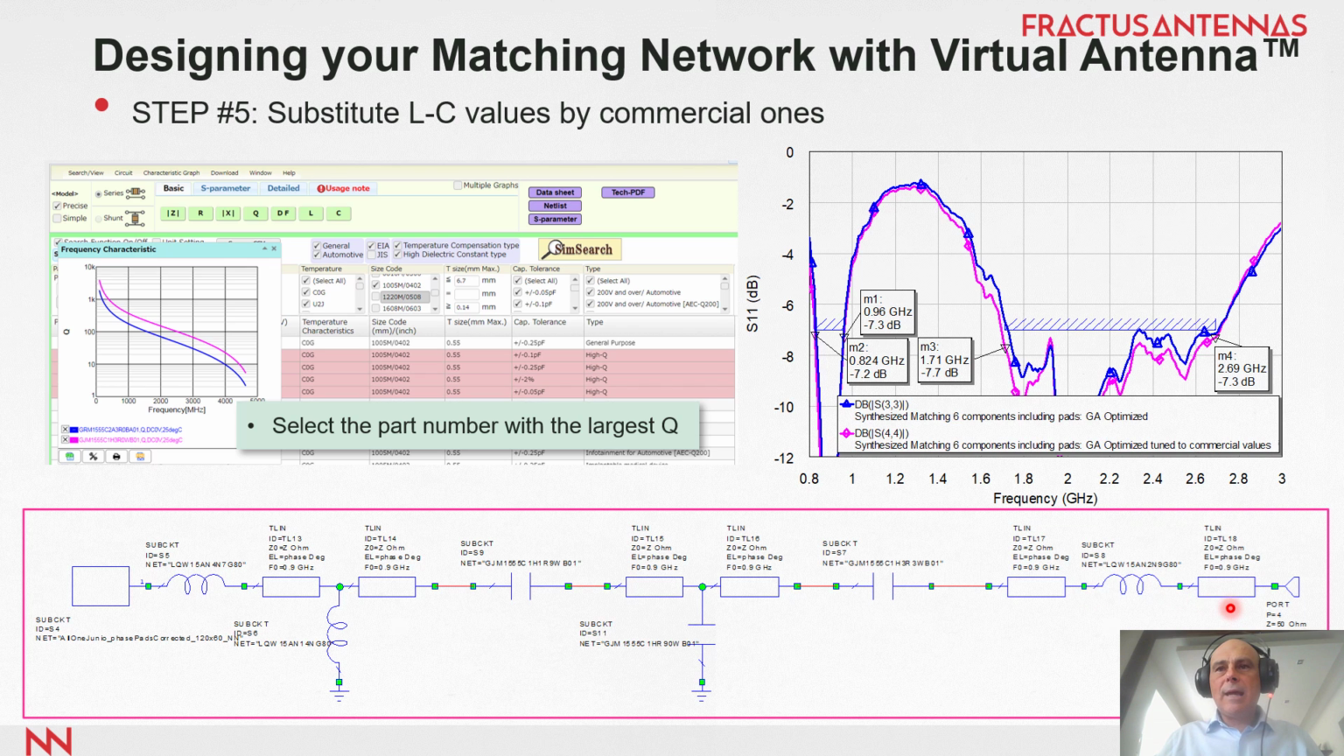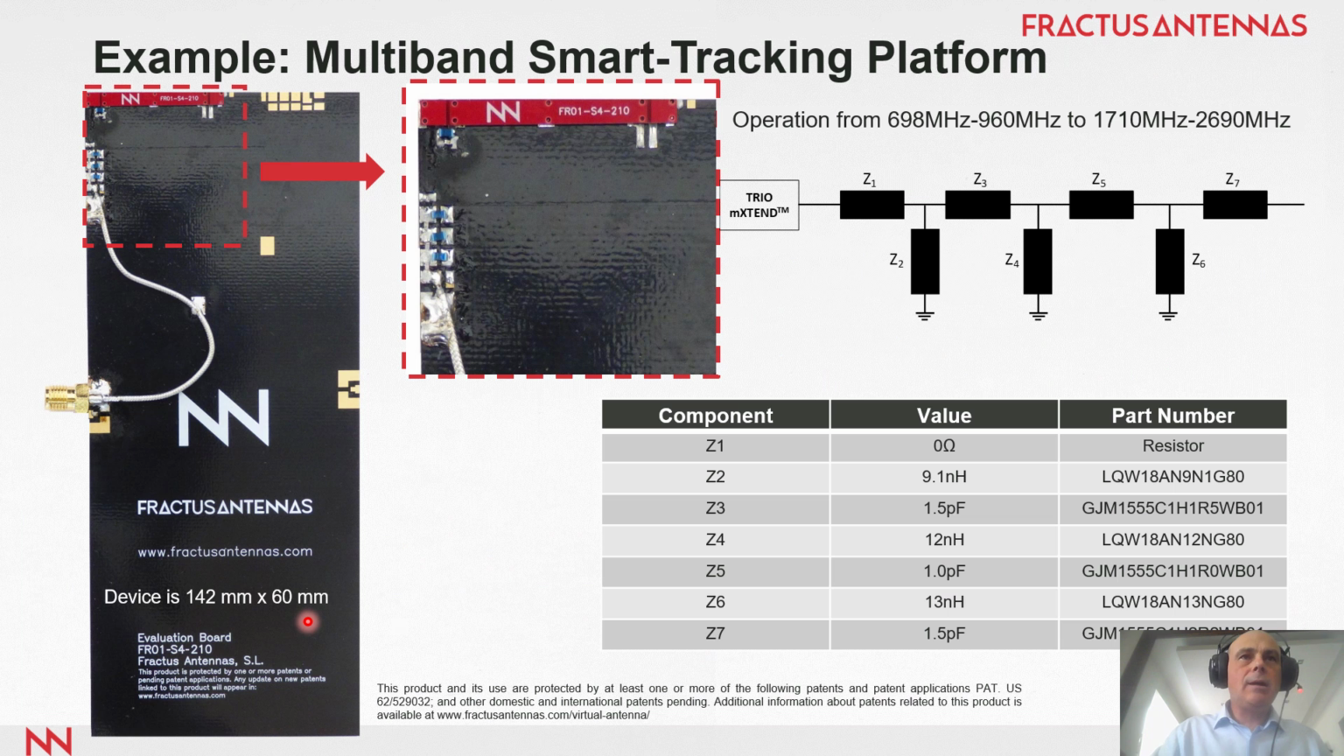So let's see. In this case, with the S11 data that we imported from our device, we obtain a matching network, and let's see a real example. Here we have it for a smart tracking platform. So we should operate at this wide frequency range simultaneously, from the low bands of LTE to high bands of LTE. So we tested first the S11 without any matching network. We imported it to the Microwave Office, and the Microwave Office in 2 or 3 minutes ended up with a matching network that in this case is 6 components.